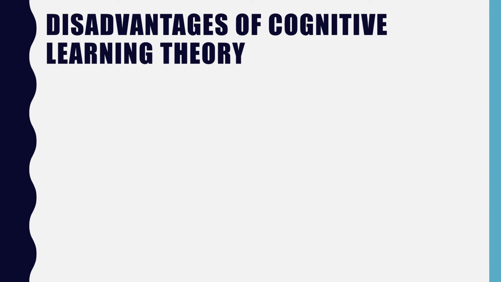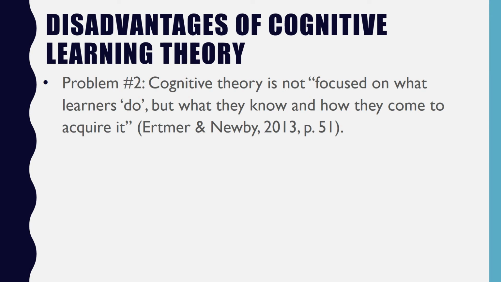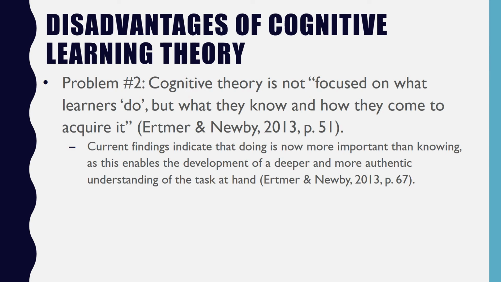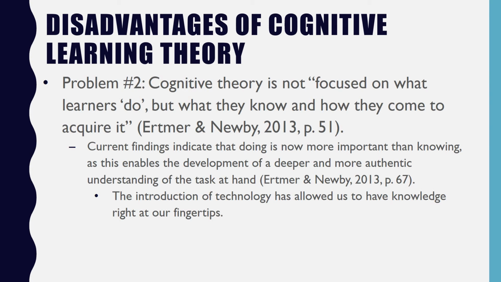The second problem related to cognitive theory is that it is not really focusing in on what learners are doing, but more so on what they know and how they come to acquire it. Figuring out how students acquire knowledge is extremely important to fit new knowledge into an already existing schema. But we really need to think about the current learners that we have in our classroom. Current findings indicate that doing is now more important than knowing, as this enables the development of a deeper and more authentic understanding of the task at hand.